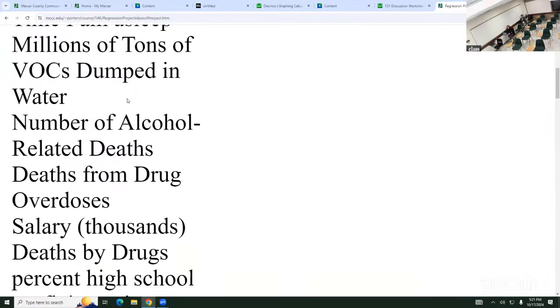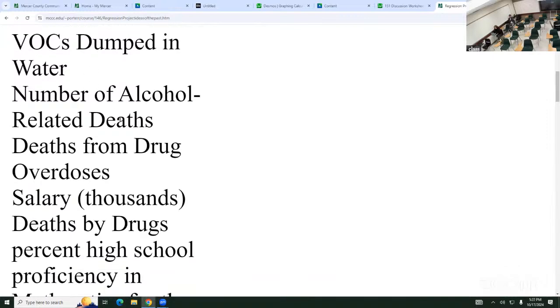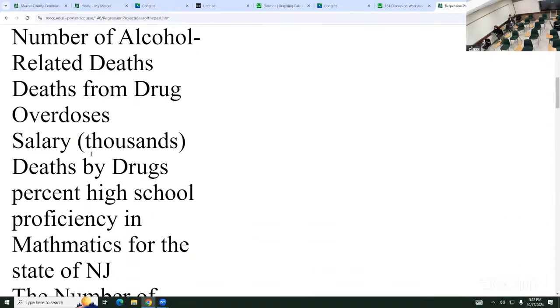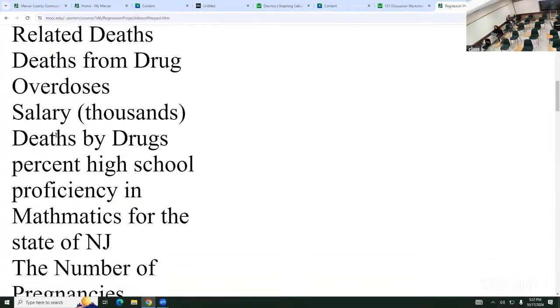You need 9 data points. Alcohol-related deaths, salary. I know people, one woman did salary of vets. She wanted to be a vet. She looked at the salaries of vets. She changed her major to pre-med. She's probably a doctor now.